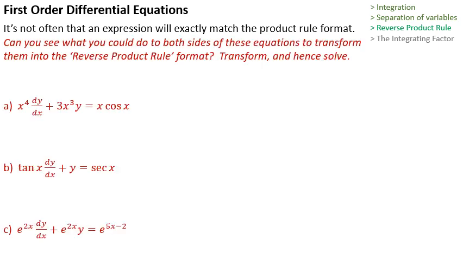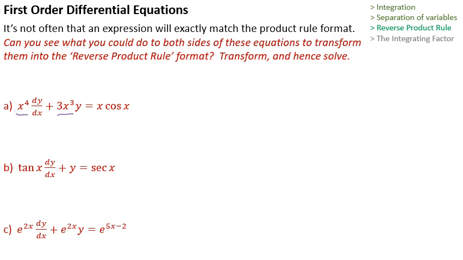Let's take these 3 as examples. If you look carefully, you'll notice that although they might look on the surface like classic candidates for reverse product rule, x to the 4 does not differentiate to give 3x cubed. Tan x does not differentiate to give 1 for part B, and e to the 2x does not differentiate to give e to the 2x in part C. So we have a few issues. However, if you are clever, you can multiply the left and the right-hand sides of the entire equation by some function which transforms it so that it will be in the reverse product rule format.